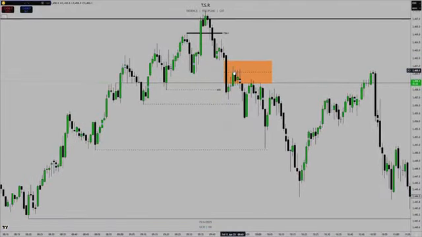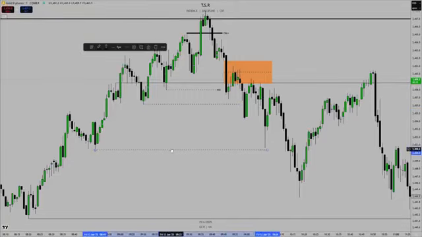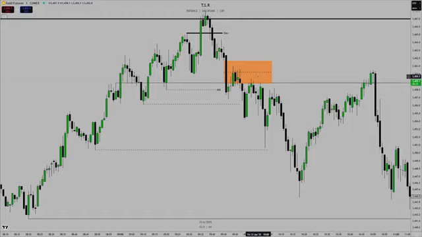9:50 to 10:10. We got 9:50 right over here inside of the fair value gap. We should push prices towards these lows for the macro. What happens? 9:50. It is now 10 a.m. We already hit this liquidity. And by 10:10, we should have hit. So 10:10 right over here.